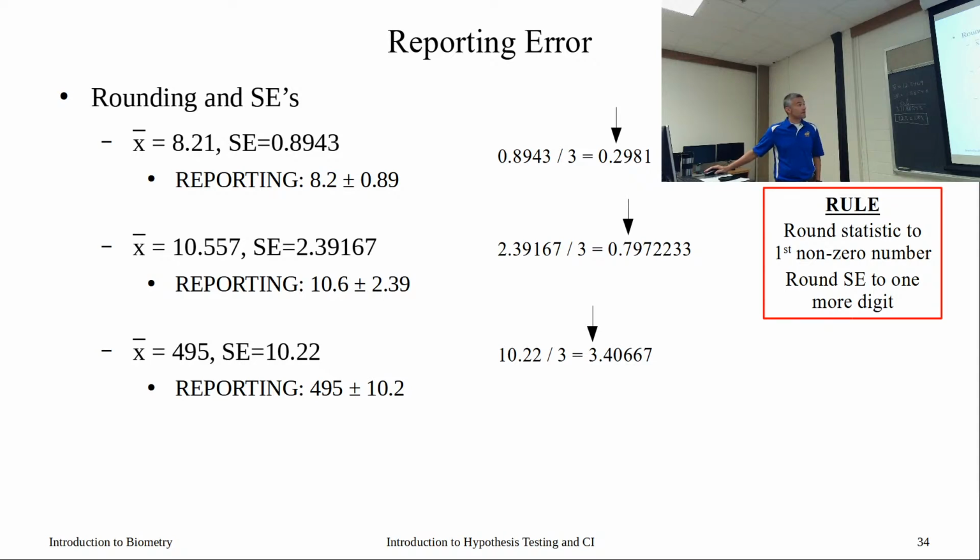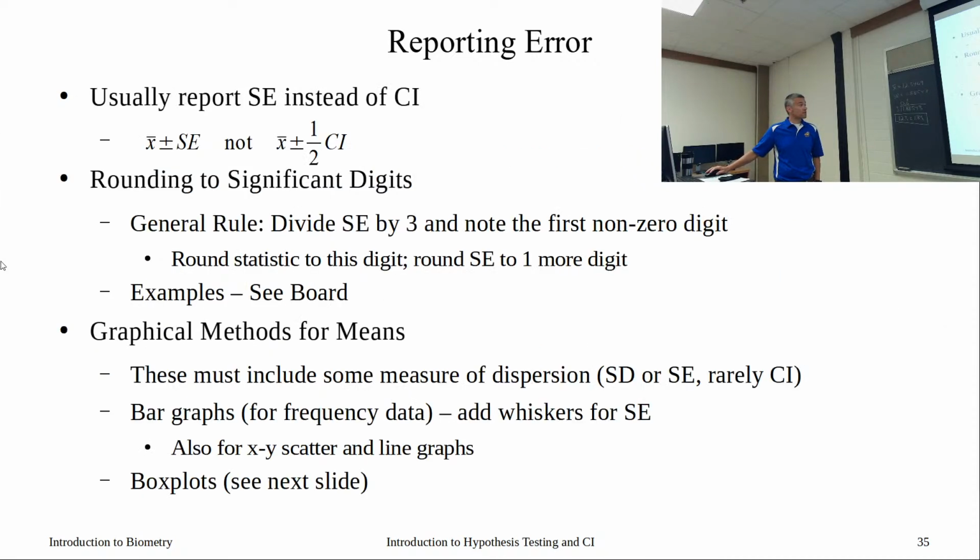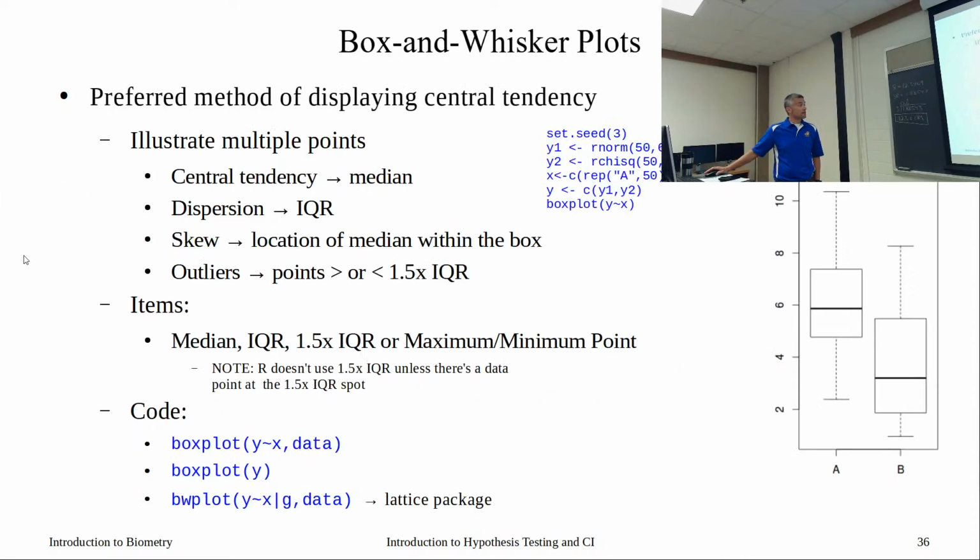All right, so getting back to our graphs. I'm going to show you a box and whiskers plot. All right, box and whiskers. This is going to be a preferred method. It doesn't have to be the method that you choose, but it's a preferred method of displaying central tendency.